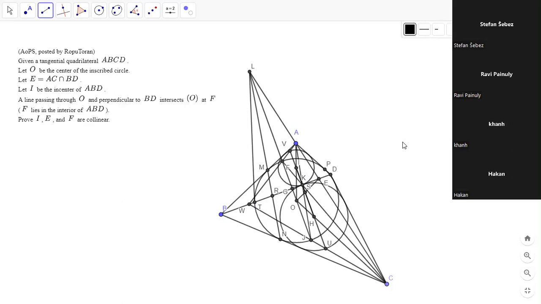Interesting. So showing that F, I, and E are collinear, that's basically the same. Because let's see, WE, CF, and AU concur. So that means that if it were true that these were, oh, but we'd have to take the intersection of that with, I'm sorry, with AJ. Okay.